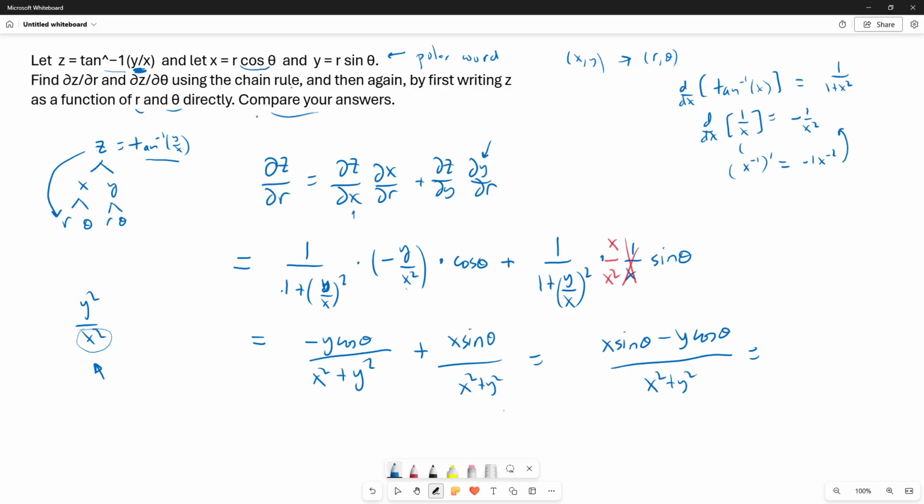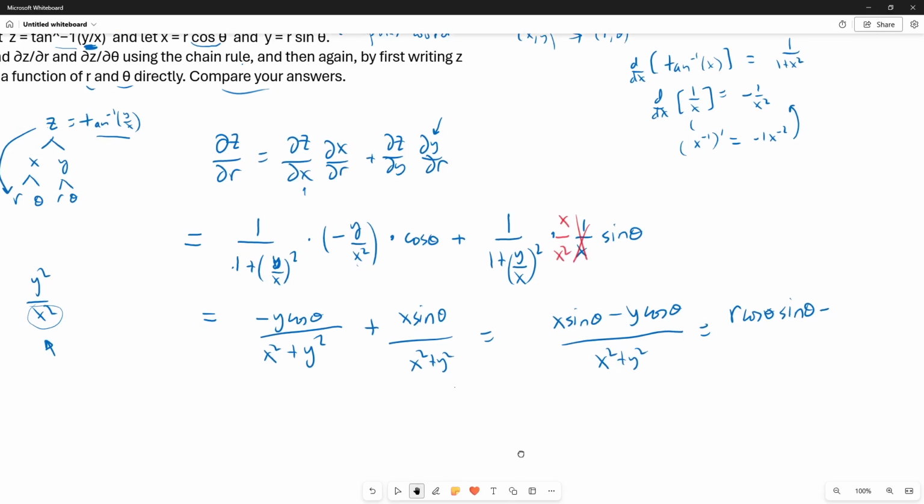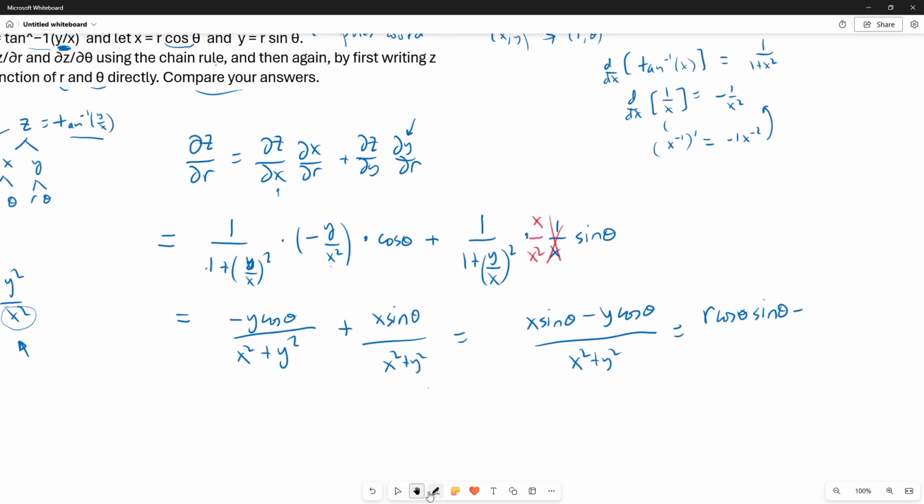Now x is r cosine theta, so this is r cosine theta sine theta minus, and y is r sine theta, so this is going to be r sine theta cosine theta.